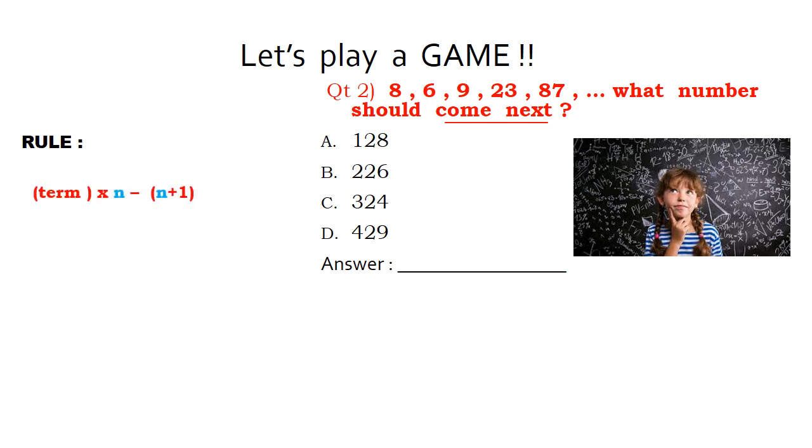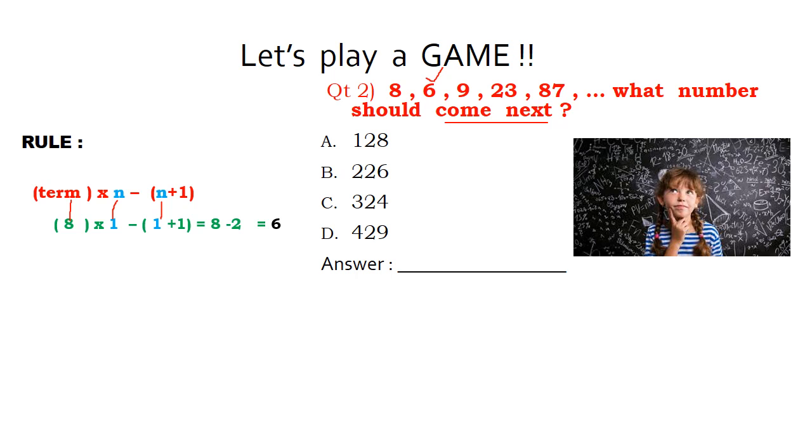See here I applied a rule: term into natural number minus the natural number plus 1. So now taking the numbers in the sequence one by one. First, the first term is 8, multiplied with natural number 1, minus n value 1 plus 1 as it is. Now 8 ones are 8, minus 1 plus 1 equals 2. Now you subtract this 2, the result is the second term, that is 6.